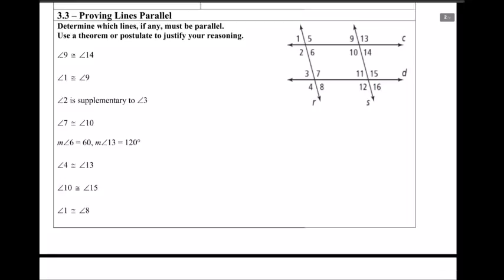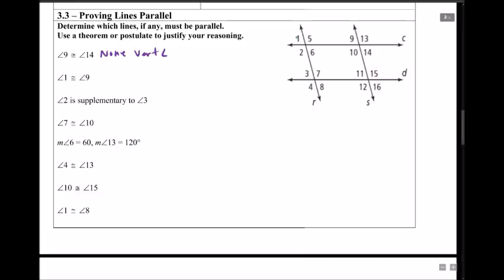So notice none of our lines are parallel. We are trying to prove lines parallel. So let's look at angle 9 and angle 14. What types of angles are those? Those are just vertical angles. Can we prove that any lines are parallel using vertical angles? No. So this is none. This is nothing. These are just vertical angles. We know they're congruent, but they don't help us prove lines parallel.